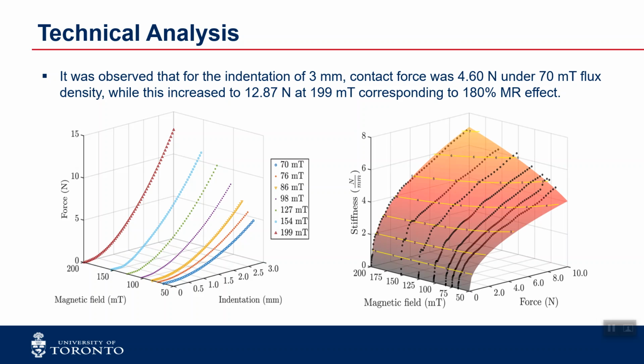Then the stiffness was calculated by having the indentation and the force, and a surface was fitted into these curves, and the formulation of this surface was fed to the controller. Now that we have the force that's being applied by the surgeon's hand and the desired stiffness of the tissue, the controller can adjust the magnetic field using this surface formulation to reach that desired stiffness.